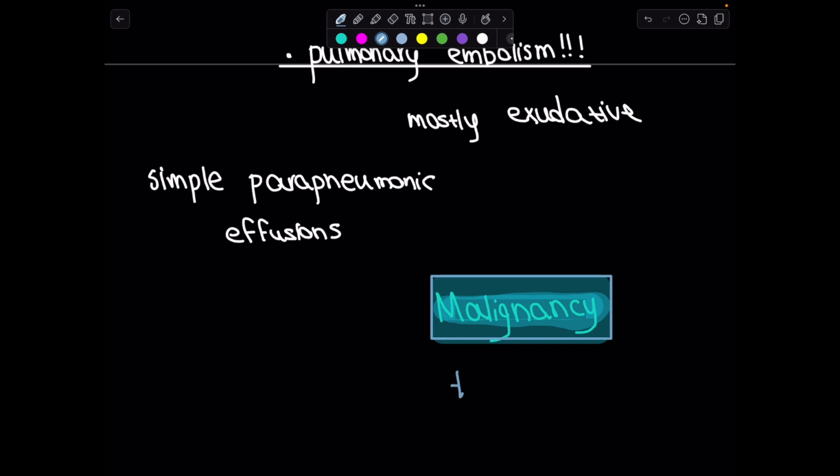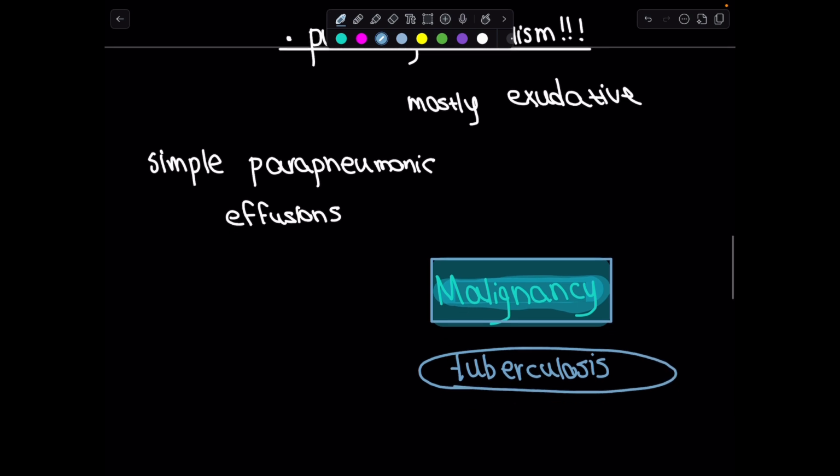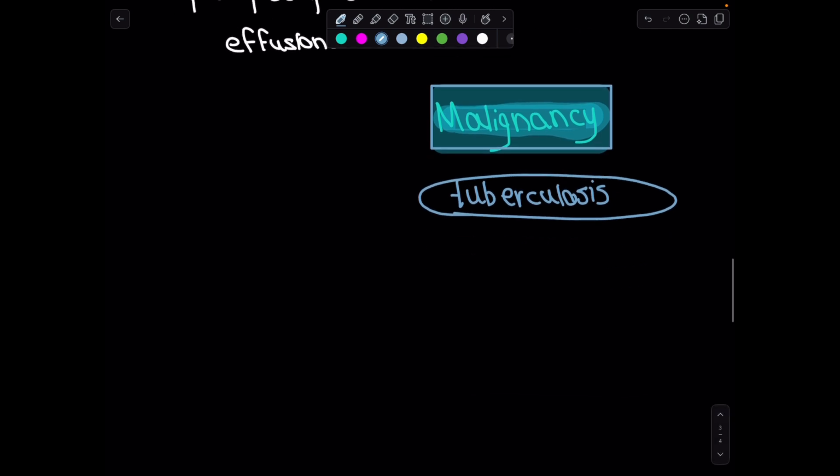What about tuberculosis? Yup. Pleural effusions caused by tuberculosis, TB, are also typically exudative. TB infection in the lungs or pleura triggers a strong inflammatory response, releasing cytokines that make blood vessels leaky, allowing protein-rich fluid, immune cells, and sometimes pus to collect in the pleural space. And how will a pleural effusion show as an image?